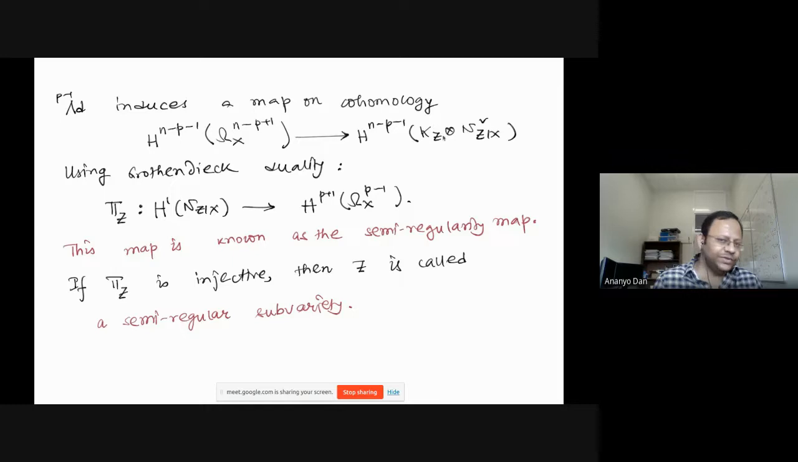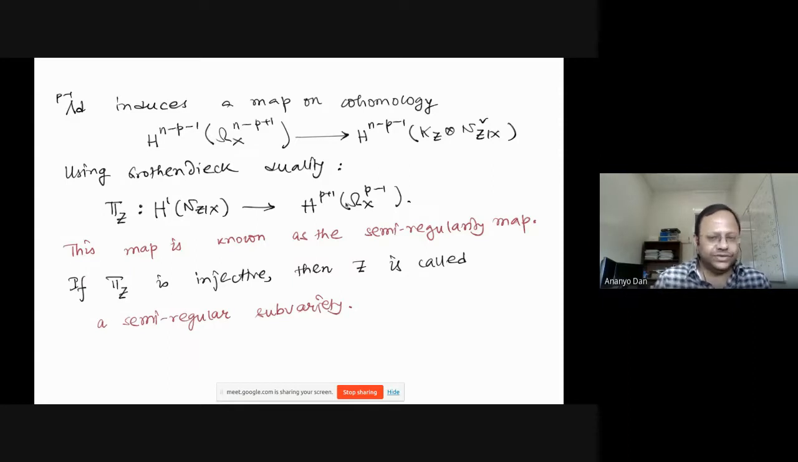Z is of codimension p. That means it is of dimension n minus p. So if you take the dual of this, you will get H1 of N_{Z/X}. Similarly, the dual of this is going to be, so the dimension of X is n. So then you will get p plus 1, and here you will get K_X tensored with n minus p plus 1. So that means n minus this number becomes p minus 1. So it's just standard duality.